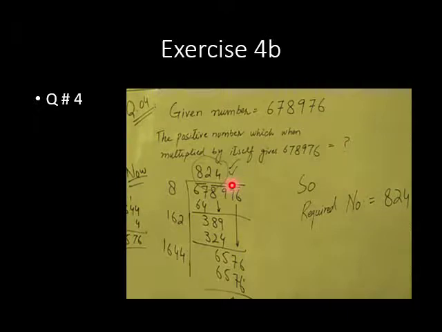Now here we see question number 4. Find the positive number which when multiplied by itself gives 678,976. It means that we have to find the perfect square root of this number. The given number is 678,976. We have to find its square root. So we will solve it by the division method.